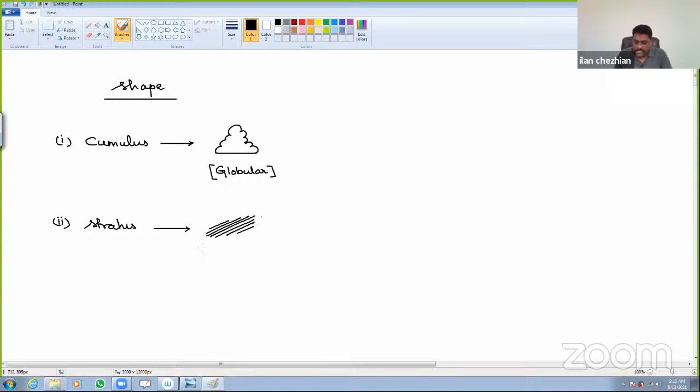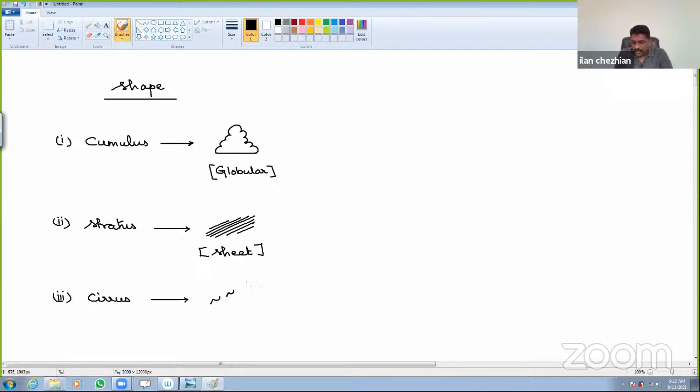It is more like a sheet-like structure. One is vertically globular in its mass. One is more horizontal and it is spreading like a sheet. Stratus cloud. The third type of cloud, we call them as what? Cirrus cloud. So what is cirrus cloud?